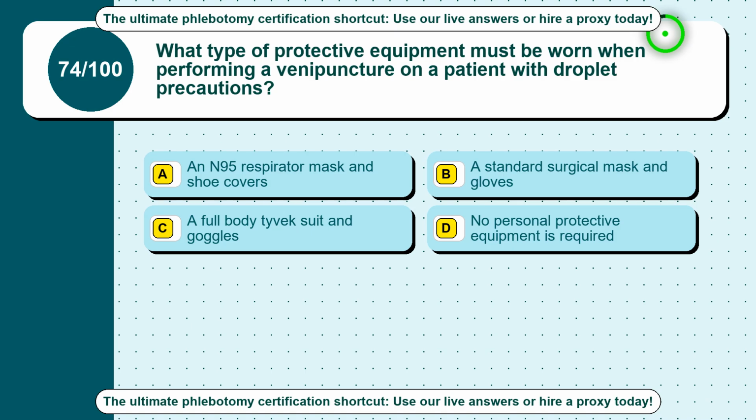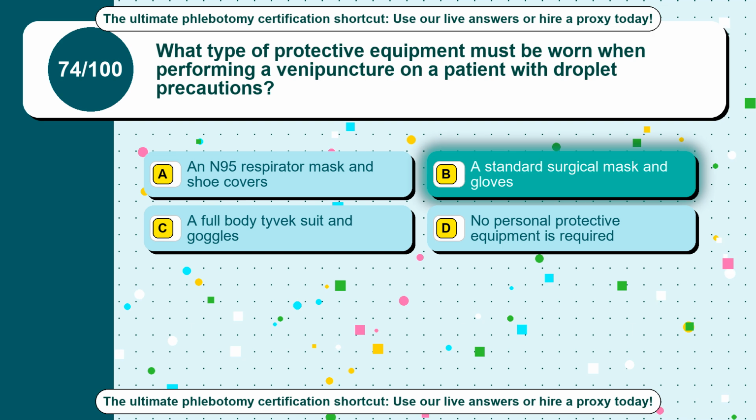Question 74. What type of protective equipment must be worn when performing a venipuncture on a patient with droplet precautions? Option A, an N95 respirator mask and shoe covers. Option B, a standard surgical mask and gloves. Option C, a full-body Tyvek suit and goggles. Option D, no personal protective equipment is required. The correct answer is option B, a standard surgical mask and gloves.